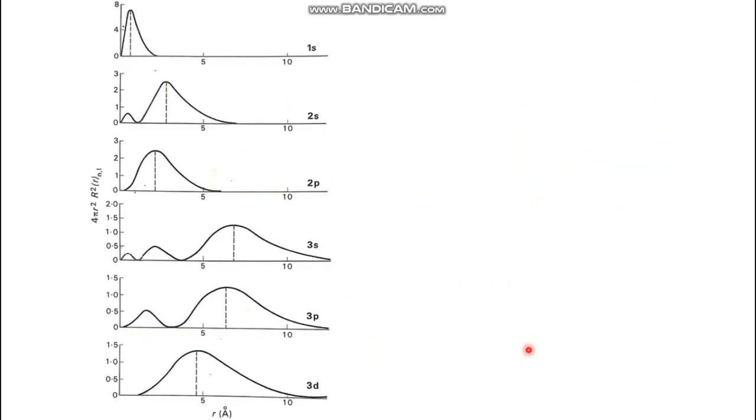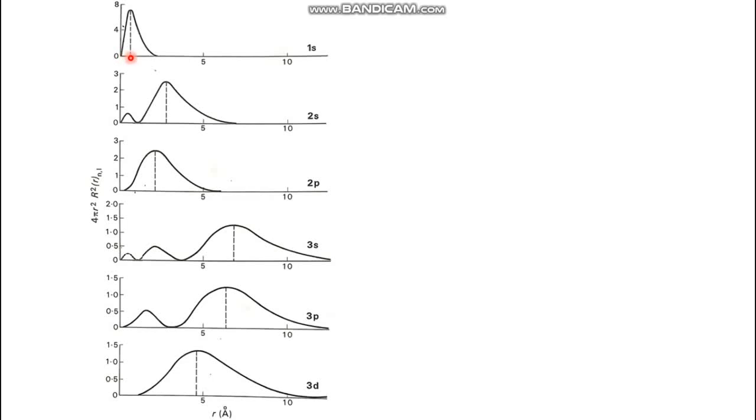This graphical plot is looking like this. The characteristics of these 6 graphs are: this is the graphical plot for 1s orbital, this is for the 2s, 2p, 3s, 3p and 3d. So for 6 orbitals, these are the graphical plots, and the probability of finding the 1s electron is this one.